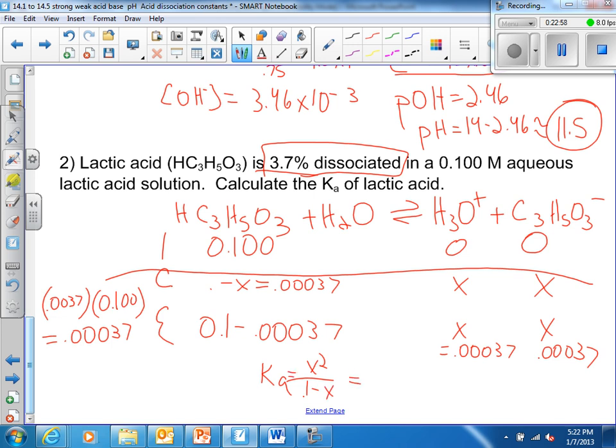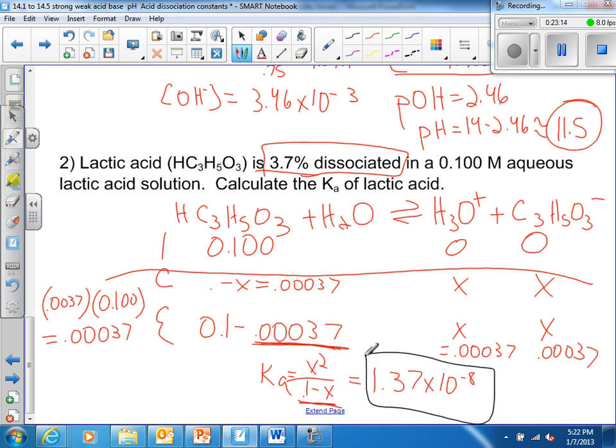Now I could make my assumption and just use 0.1 on the bottom here. I do have the value I need to subtract from there, but I'm going to see that 0.1 minus this whole number really is just 0.1. And I get 1.37 times 10 to the minus 8. And there you have it.